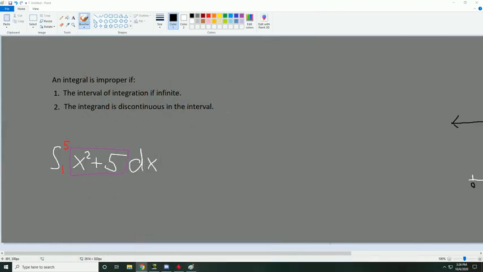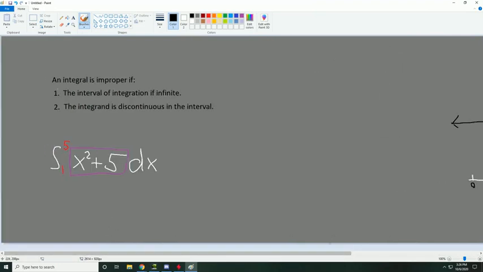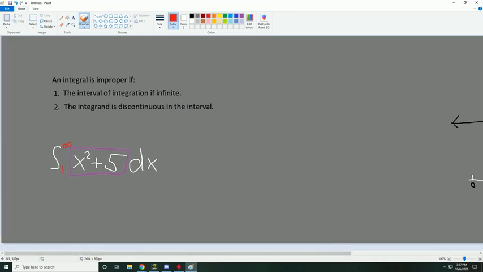Okay, let's go back to here. That's pretty much all I wanted to cover in this video. Just some key points to take away: if there is an infinity in our interval, it's always going to be improper. No matter whether it's from a negative infinity to a number, or a number to infinity, or they're both infinite, it's always going to be improper.